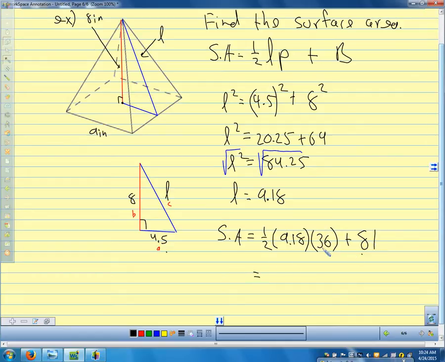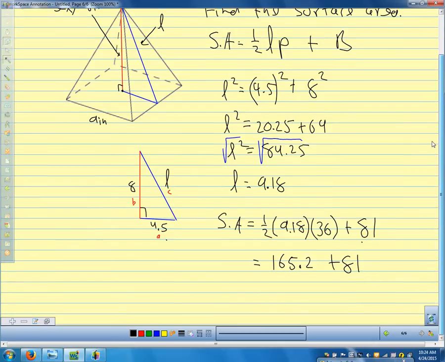So our surface area, when I calculate this out, 9.18 times 36 divided by 2, I get 165.2 plus 81. This is the lateral area. This is the area of the base. And when I add those together, I don't have that memorized. 165.2 plus 81, and I get 246.2 square inches for the surface area of that pyramid.